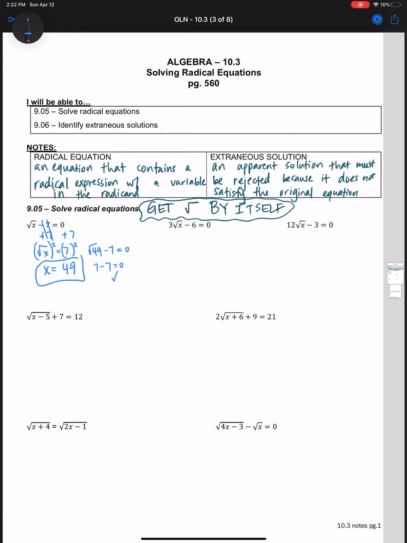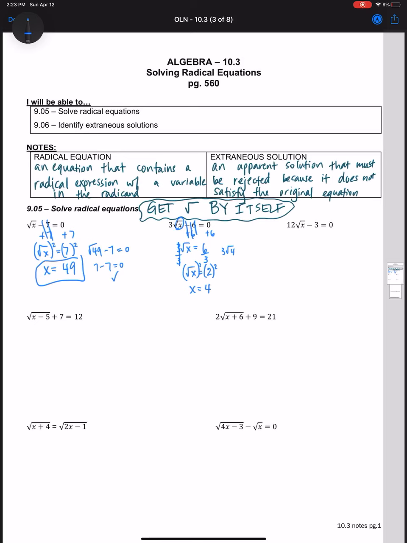All right, let's move on to the right. Add 6, because you need to get that square root by itself, this thing. So you have 3 square root x equals 6. Well, we need to detach the 3, so you divide by 3. Square root of x equals 2. To get rid of a square root, we square both sides. X is 4.